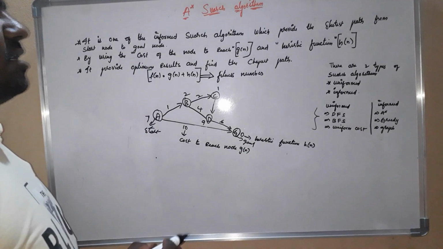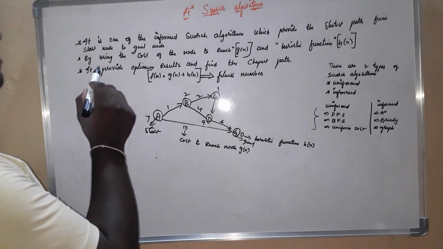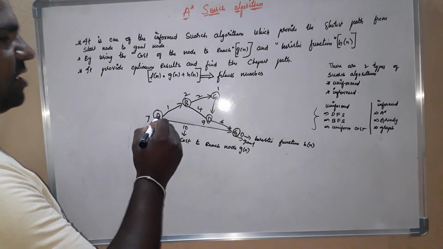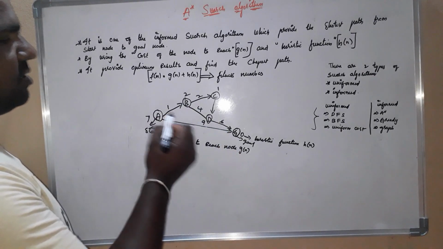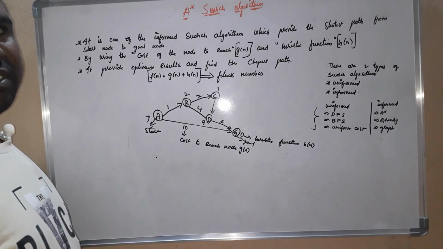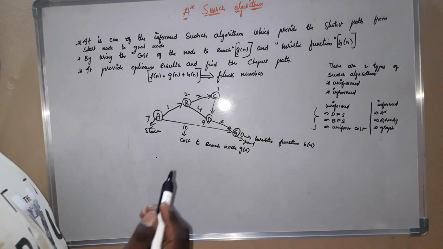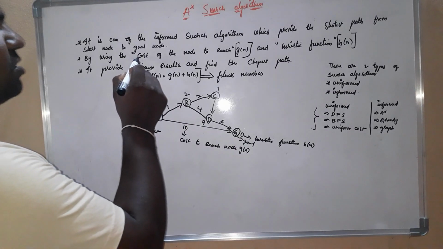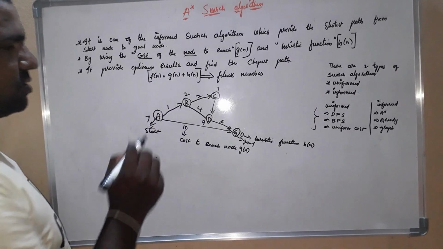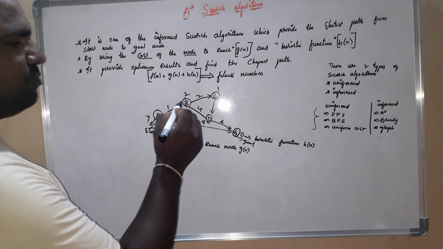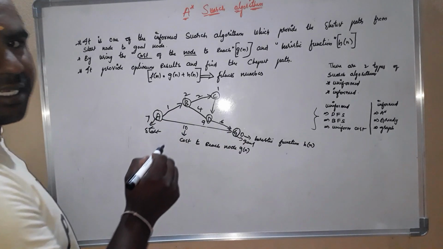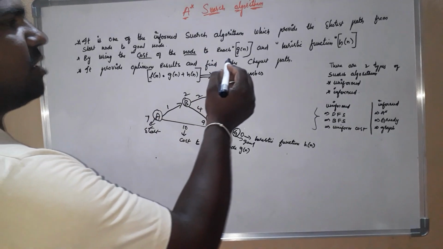This A star algorithm finds the shortest path from A to G, whether A, B, C, D, G or A, B, D, G. We don't know which path is shortest. We have to find it. For that, we are using the cost of the node. Each node has a cost. Here, A to B has a cost, and A to G has a cost of 10, like that. This is also denoted by g of n.